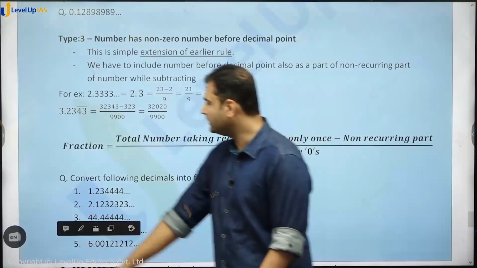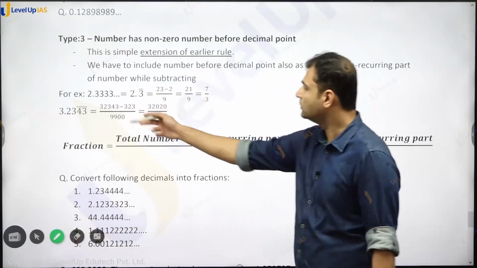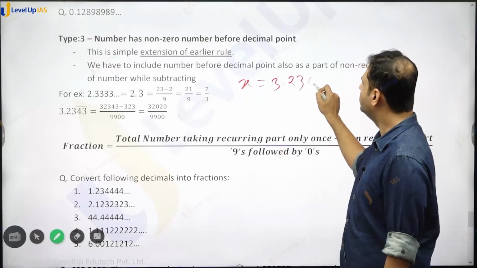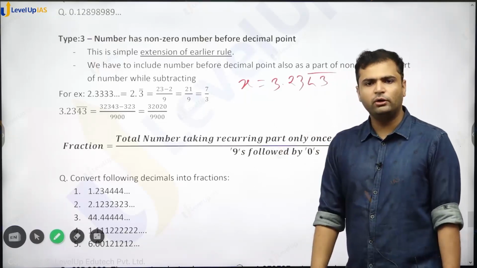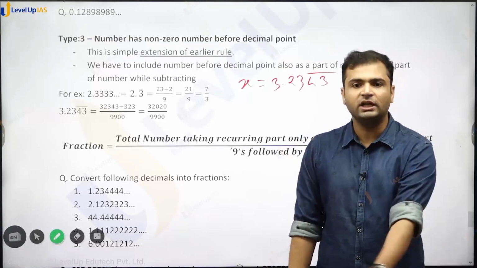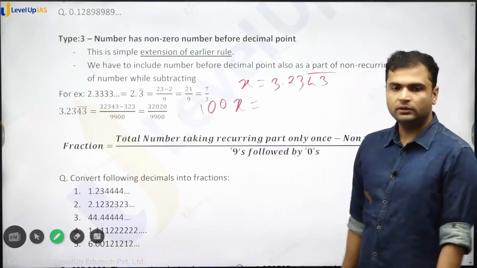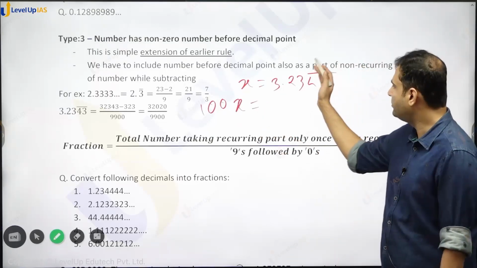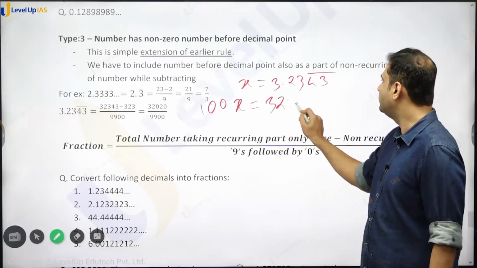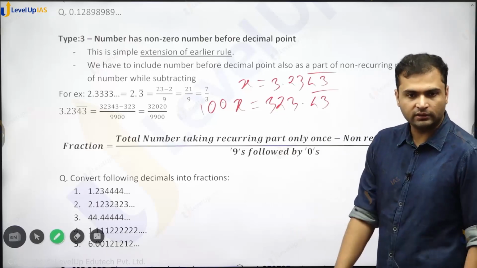That basic thing that we were trying to do would remain exactly the same. So for example, if I have x is equal to 3.2343 bar, what will I do first? I will try to get the repeated part to start immediately after the decimal point. So for that I'll multiply by 100, so that the repeated part starts immediately after the decimal. That is my step number 1. I'll get 323.43 bar. Now it has come as I wanted.